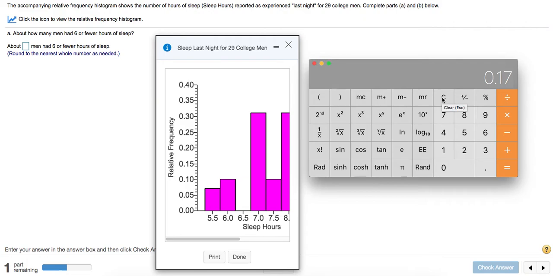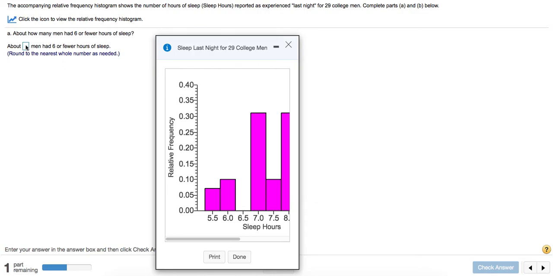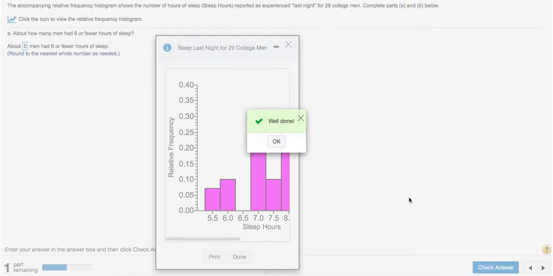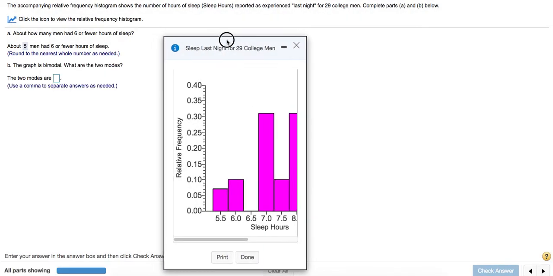I'm going to take 17% and multiply it by 29. So that was 0.17 multiplied by 29. Okay, we get 4.93. And over here it's asking us to round to the nearest whole number as needed. So that's going to be a total of 5. Check my answer. Okay, that's correct.